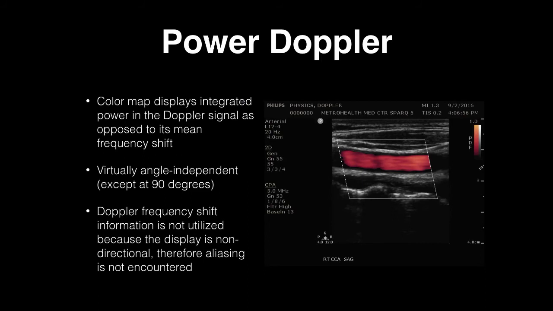Other key points to know with power Doppler are that the color map displays integrated power in the Doppler signal as opposed to its mean frequency shift. And you can see that here on the color map. Remember, as I previously said, power Doppler is virtually angle independent except if you're at 90 degrees. And lastly, the Doppler frequency shift information is not utilized because the display is non-directional, therefore aliasing is not encountered, so that's another plus.